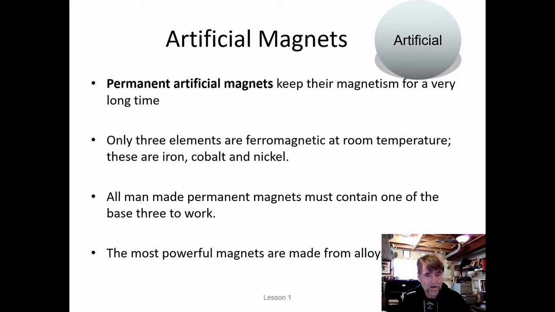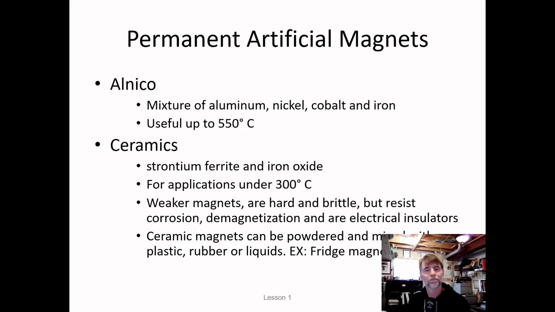So this is not a chemistry lesson. We're not going to get into a lot of detail here. Just a little bit, just to paint the picture and understand what's going on. This thing called alnico is a mixture of aluminum, nickel, and cobalt. So there's that list. Useful up to 550 degrees Celsius. So under extremely high temperatures, this alloy will still maintain its magnetic properties.